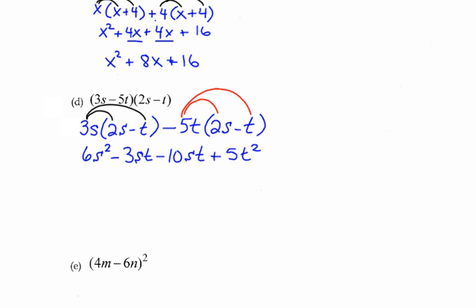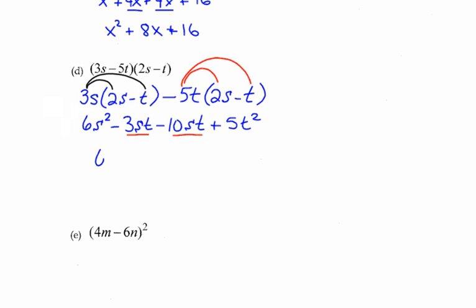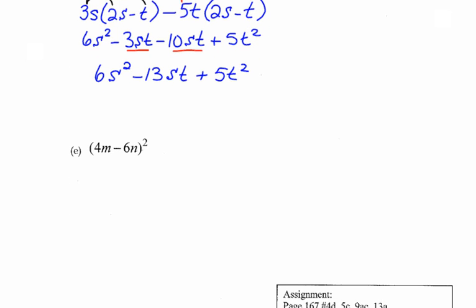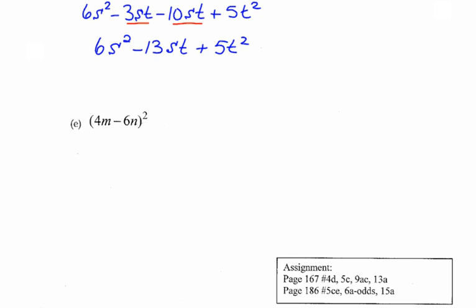And then we collect our like terms. So even if you had st and ts, they actually still are like terms, same variables, and they each have the same powers. Okay, so 6s squared minus 13st plus 5t squared. There you go. So you should try the next one on your own. Give it a shot. Pause the video here if you're trying it.